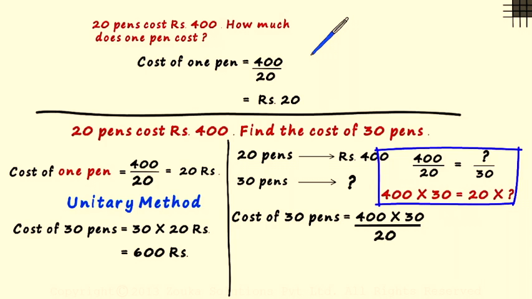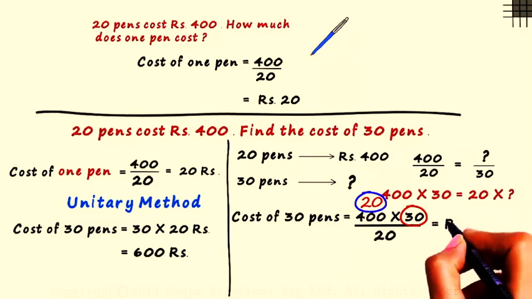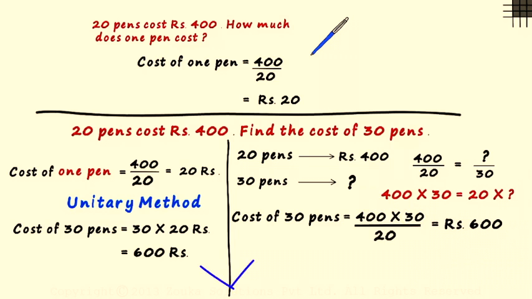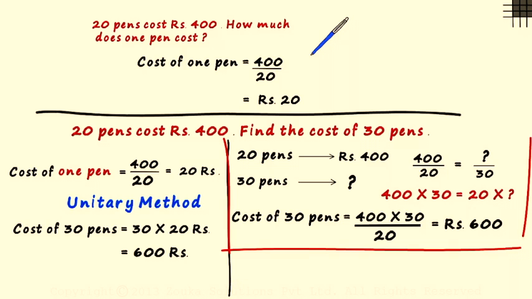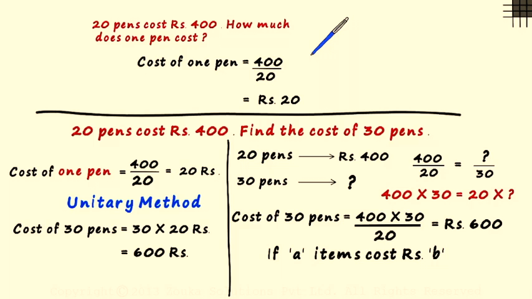Anyway, this was just for your better understanding. So 20 multiplied by 20 is 400 and 20 multiplied by 30 is 600 rupees. Both methods are essentially the same. It's just that we have solved this one in one step instead of two. This is also called the unitary method. So if we have to generalize it, we can say that if A items cost rupees B, then C items will cost B by A multiplied by C. B by A is the cost of one item and C is the total number of items.